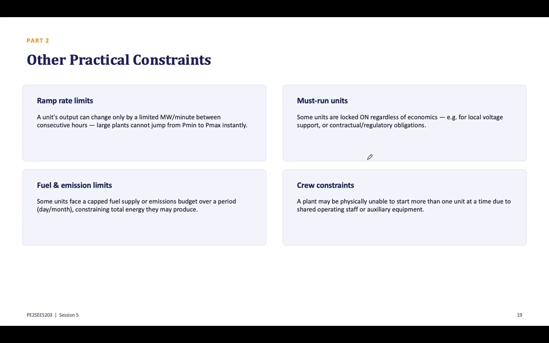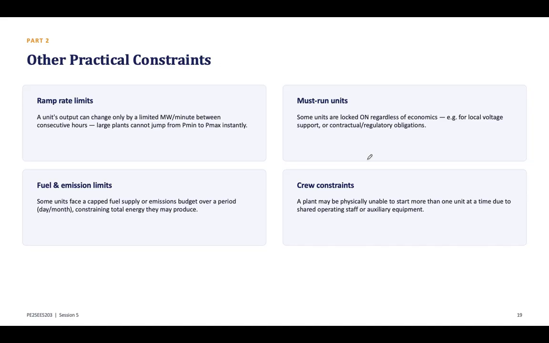That's the ramp constraint. Therefore, the must-run constraint arises when a unit is needed for reasons other than pure energy economics. Local voltage support, reliability obligations, contractual arrangements, or technology-specific requirements may force a generator to remain online. Fuel and emission limits can create constraints over the entire horizon rather than a single hour.